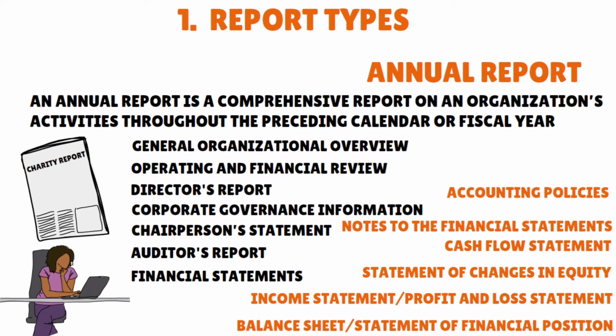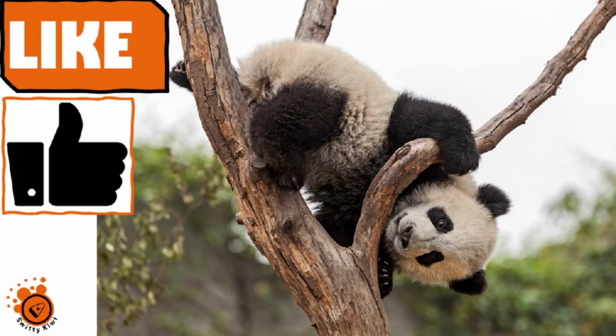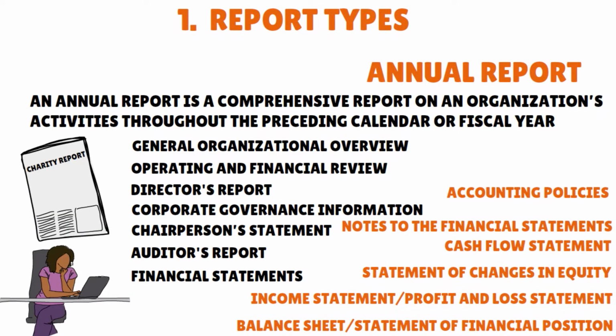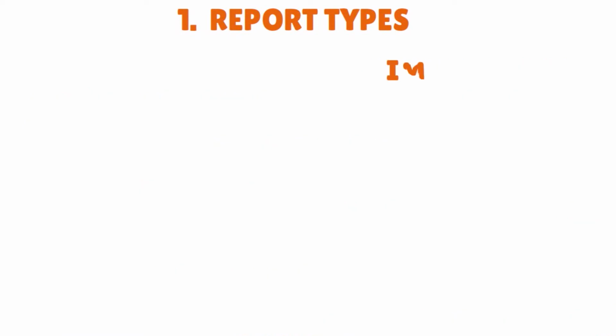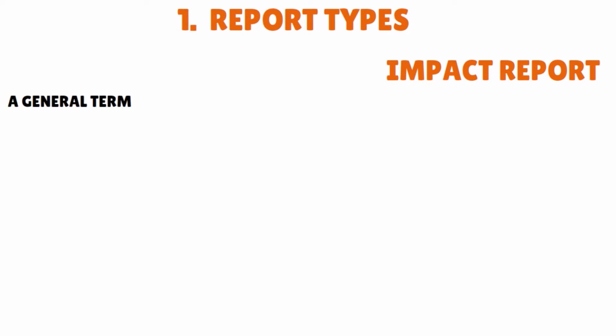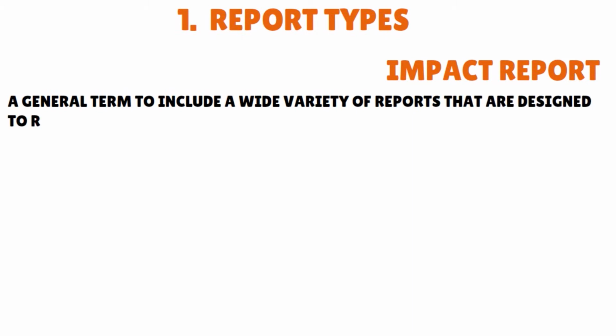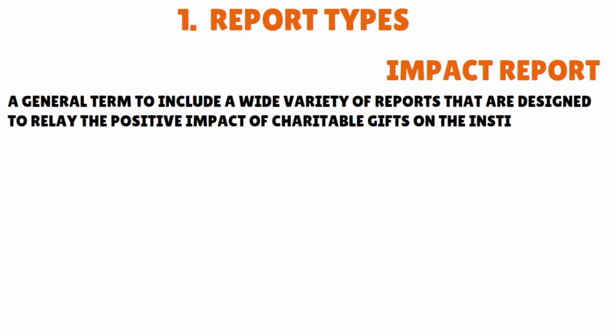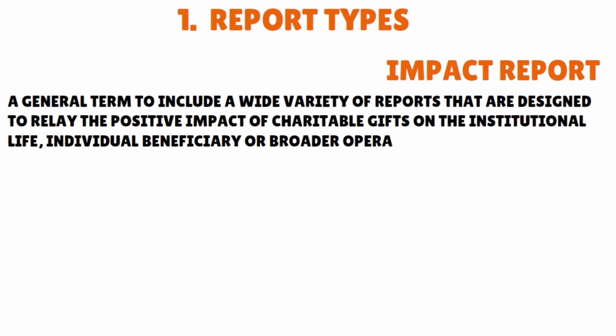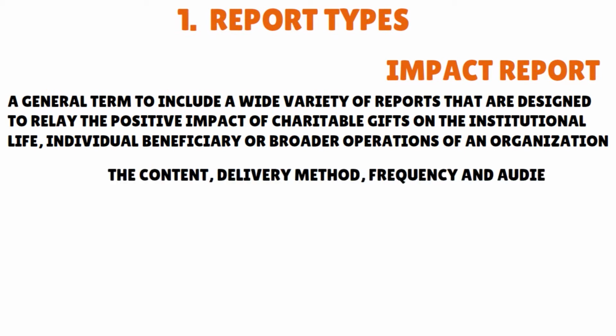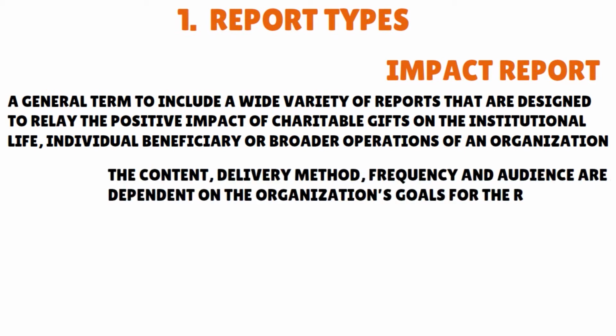Now let's talk about a third type of report that's also very critical here, especially in the United States. You have something called an impact report. An impact report is a generic term that includes a wide variety of reports that are designed to convey the positive impact of charitable gifts on the institutional life, individual beneficiary, or broader operations of an organization. So the content, the delivery method, the frequency, the audience, the objectives, all of this depends on the charity's goals for the report.